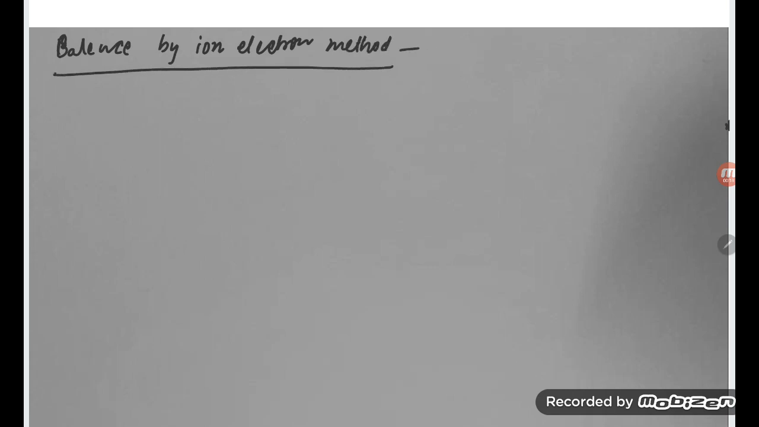Hello students, let's see one question which is asked by my student Sudhanshu. So balance by what? This is the ion electron method. This method is also called the half reaction method, that you keep in mind, because we split the equation into two half equations. The question he asked is N2H4 plus Cr2O7 2 minus, giving NO3 minus plus Cr3 plus.